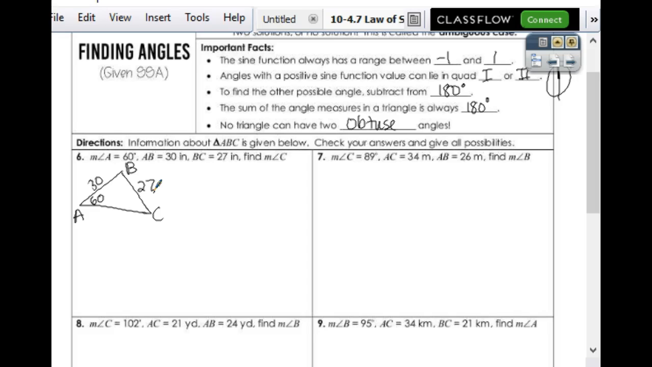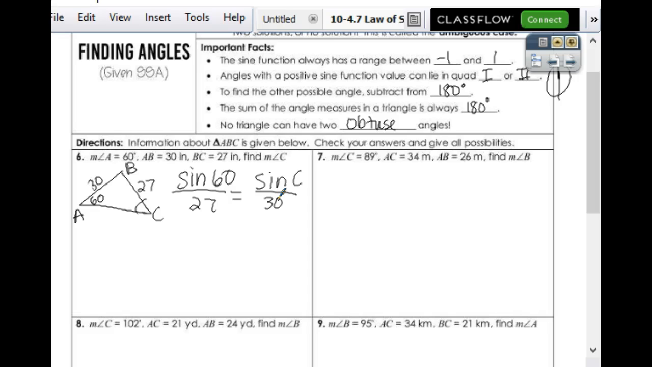So first of all, we're just going to set up a proportion, okay? So I want to find angle C. So I'm going to do the sine of 60 over 27 equals the sine of C over 30. So first of all, now I'm looking for an angle. And when I have to find the angle, that's when I have to use the inverse sine. So in the end, we're going to have to use the inverse sine.